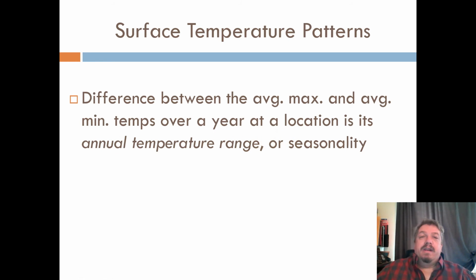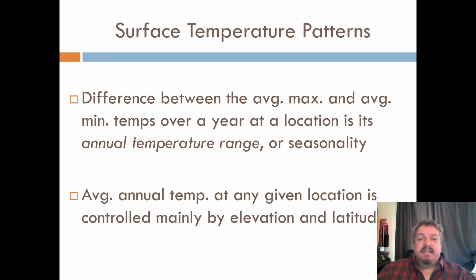Now, not every area has the same range. Some areas have almost no variation. In Singapore, near the equator, it stays basically 80 degrees year round. In some parts of Russia, it goes from 100 degrees in summer to a negative 100 in winter. What affects this? The biggest difference is elevation and latitude. Generally speaking, the further north or south you go, the greater the range or seasonality. Generally speaking, the higher altitude you go up into the mountains, the greater the range.